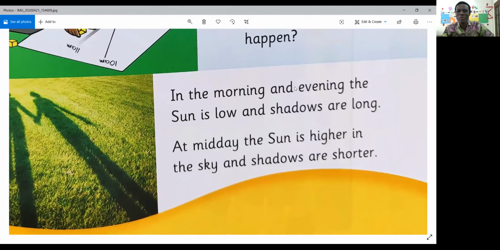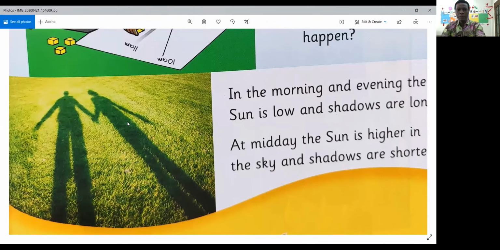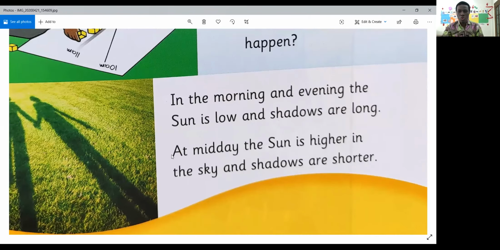So in the morning and evening, the sun is low and the shadow is longer. So when the sun is low, the shadow of my hand, for example, here will be very long. Like people here, the shadows are very long because the sun is low. At midday, the sun is higher, as we saw in the video, so the shadows will be shorter.